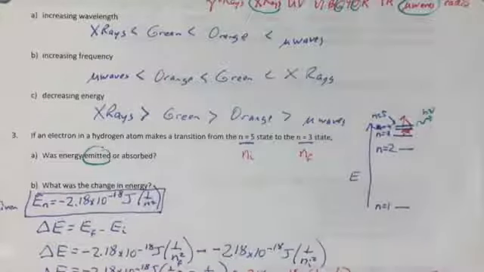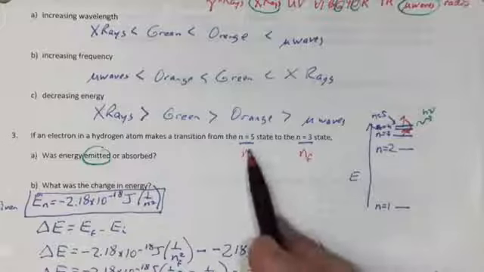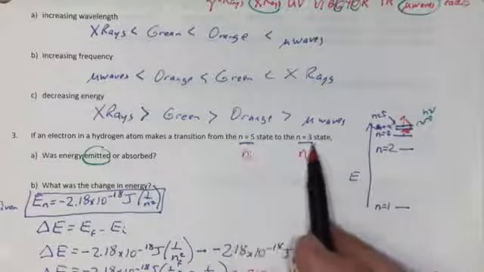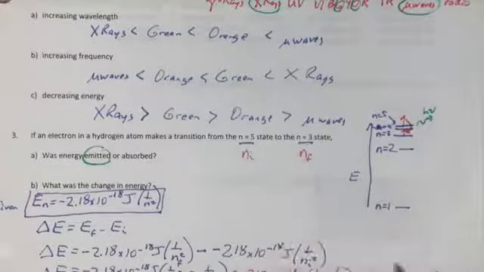Now, remember, in some of your notes, you may have a different number here. You may say n equals 3 to n equals 5. I changed these so that you could see one of these with a negative delta E. If it's a negative delta E, what does it mean?